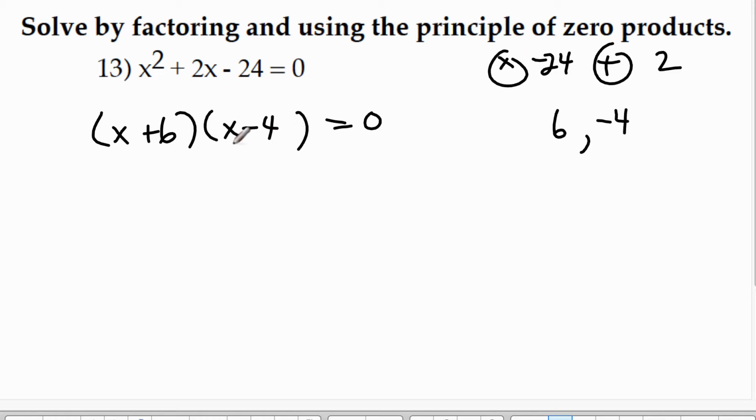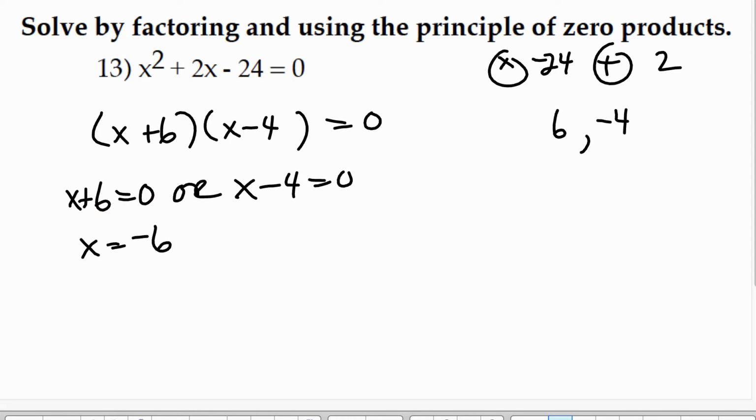Then they say use the principle of zero product. So if I have two things that multiply together to give 0, one of them's got to be 0. So either x plus 6 is 0 or x minus 4 is equal to 0. Solving this one, subtracting 6 from both sides, I get x equals negative 6. On this side, adding 4 to both sides, I get x equals positive 4. So those are my two answers for that question. You can check those too. If you plug the numbers back in, you can check to see if they're correct.